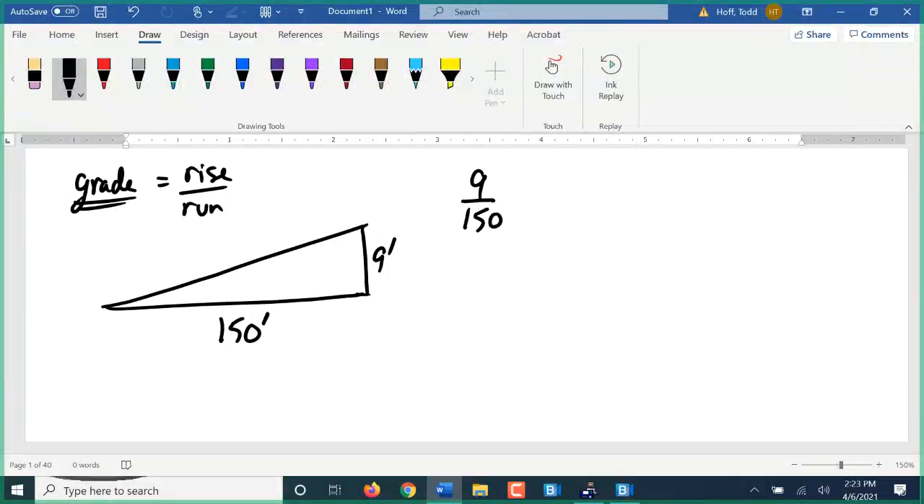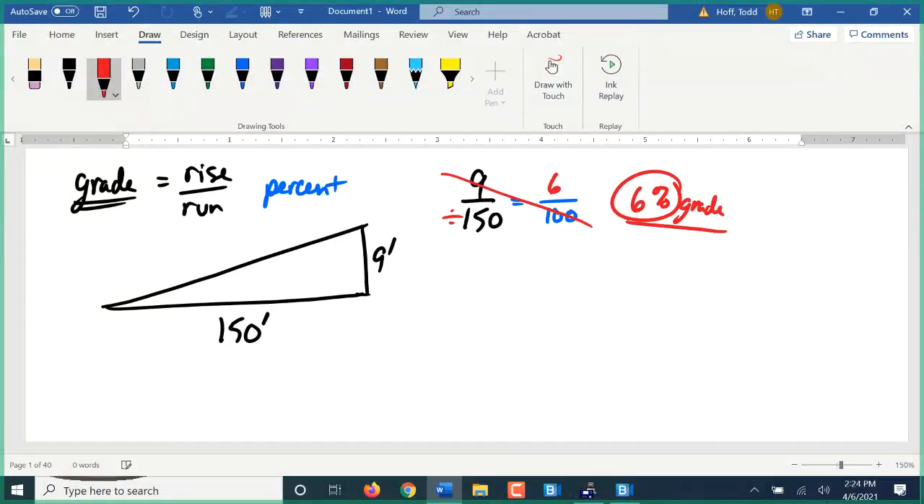Now, typically, grade is represented as a percent. So we have to change that to be out of 100. So we would do our cross multiply and divide. 9 times 100 divided by 150 gives us 6 out of 100, or a 6% grade.